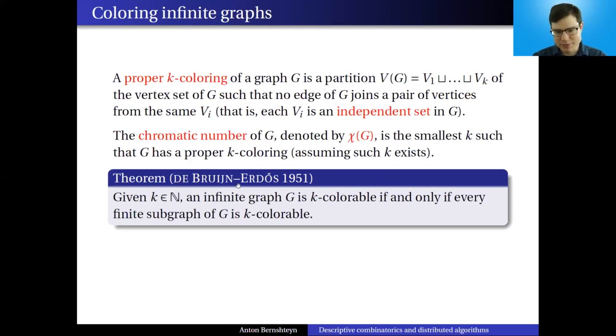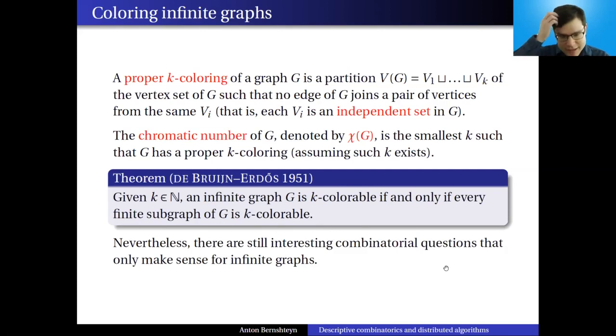This is what's called the De Bruijn-Erdős theorem. Given any natural number k and an infinite graph G, the graph G is k-colorable if and only if every finite subgraph of G is k-colorable. Here k-colorable means that it has a proper k-coloring. The proof, nowadays, is really sort of an exercise: it's a simple compactness argument. But still, it's a noteworthy fact, and in particular, it indicates that maybe, if you want to study colorings of infinite graphs, you just need to understand what happens with the finite subgraphs. So infinite questions reduce to finite ones.